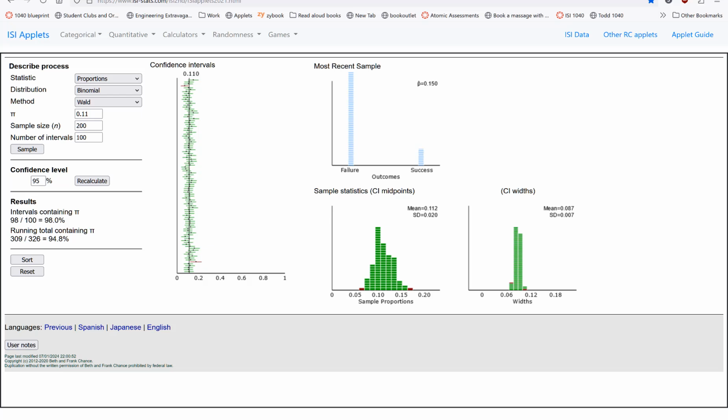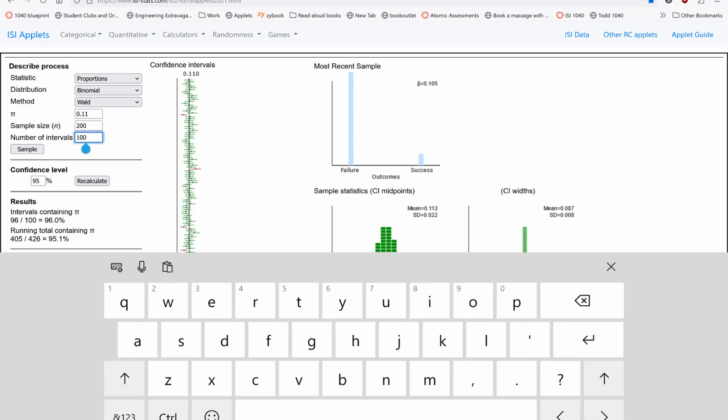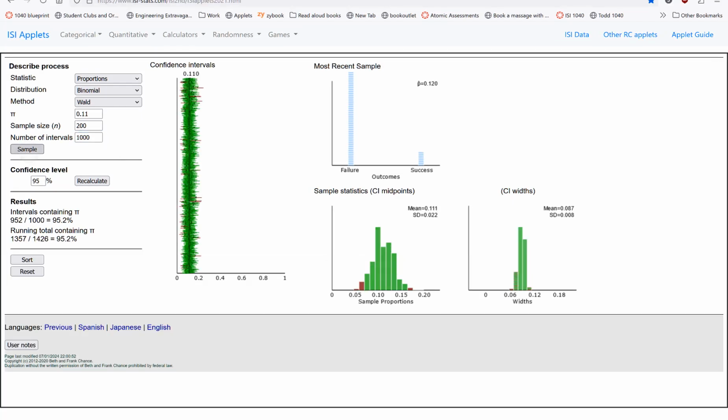But my running total is really close to 95%. Okay, and if I keep going this time, I had 96% that contain my population parameter. My running total is at 95.1. I could do 1,000 intervals at a time.